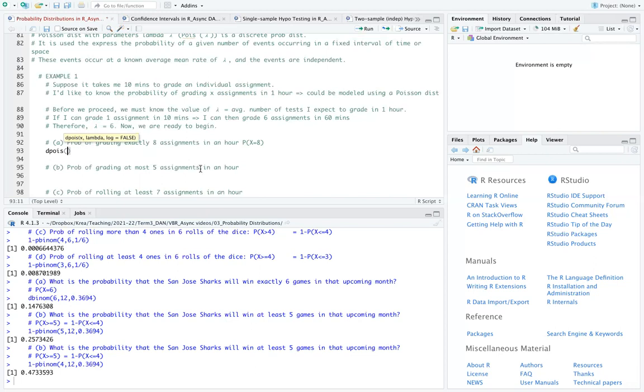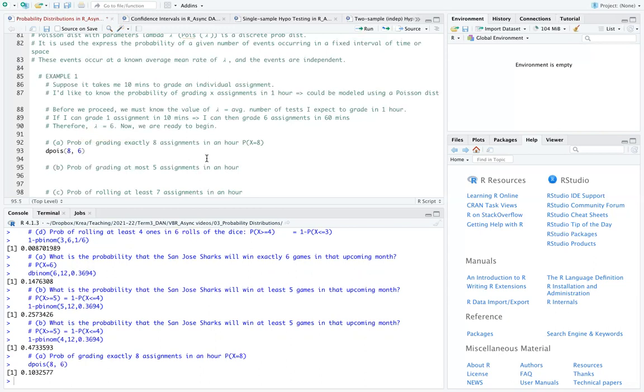The first argument is always the particular X value. So that's going to be 8 for us. And the lambda value is 6. And you can ignore the third argument for now. And the answer for this is 0.10325. So that's the probability of grading exactly 8 assignments in an hour.